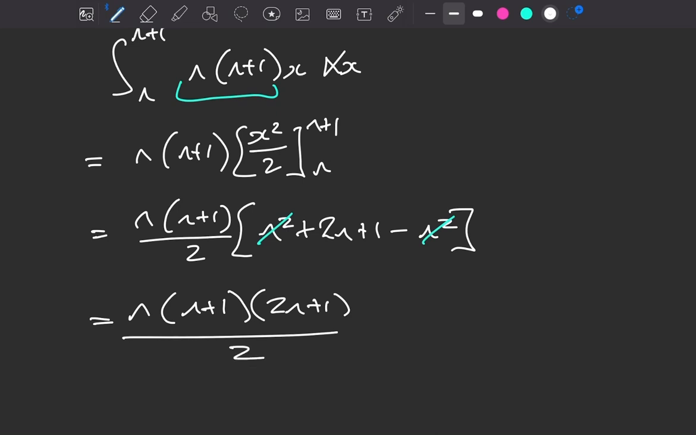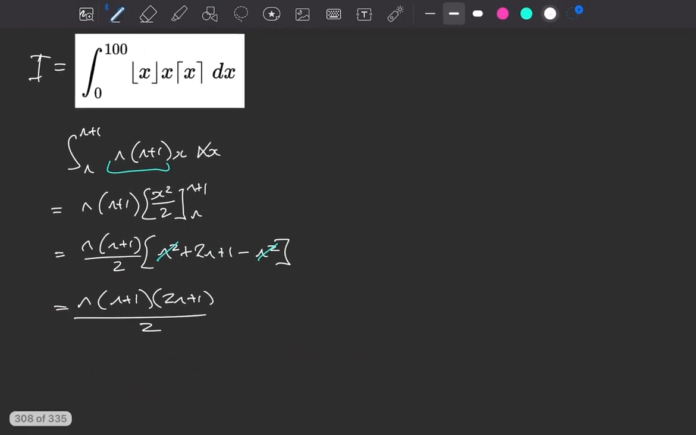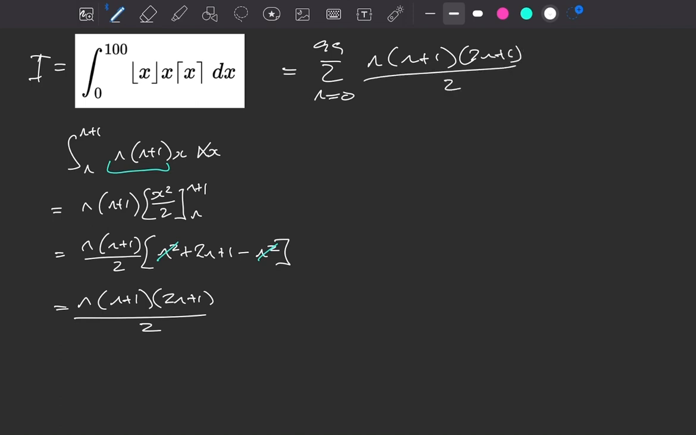So now then, we're able to rewrite our integral in terms of this thing we've just found in terms of n. So this then is equal to the sum. We want to start from 0, so our lower bound to be 0, so n starts at 0, up to 100, so our upper bound being 100, i.e. n plus 1 is 100, so n is going to be 99. Of what we just found, n plus 1, 2n plus 1, all divided by 2.